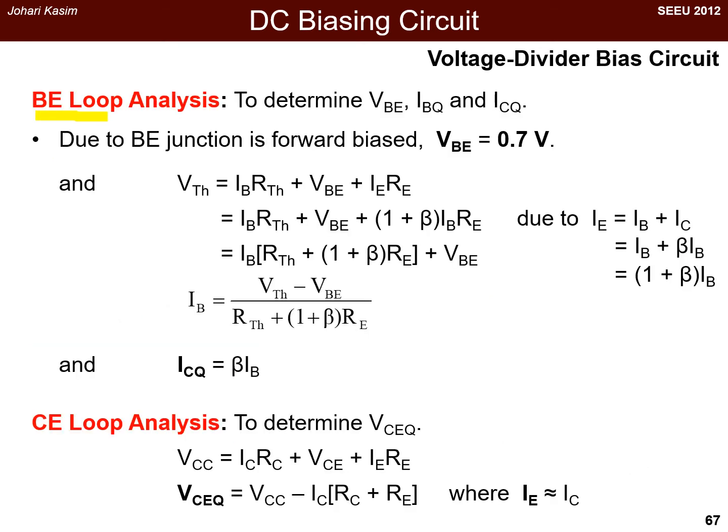The BE loop is used to find the current IB and current IC, where the voltage VBE is given in the exam, which is 0.7 volt. From the BE loop, VTH equals IB RTH plus VBE plus IE RE, but IE is equal to (1 plus beta) IB. So you can get VTH equals IB RTH plus (1 plus beta) RE plus VBE.